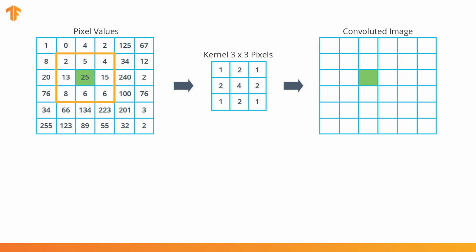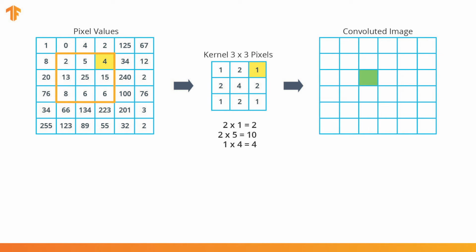Let's see how this works step by step. So the first image pixel value in this grid is 2. So we multiply that by the corresponding kernel value, which is 1 in this case. So 2 multiplied by 1 equals 2. We do the same with the second image pixel value in the grid. We can see that it has a value of 5. So we multiply that by the corresponding kernel value, which is 2 in this case. So 5 multiplied by 2 equals 10.